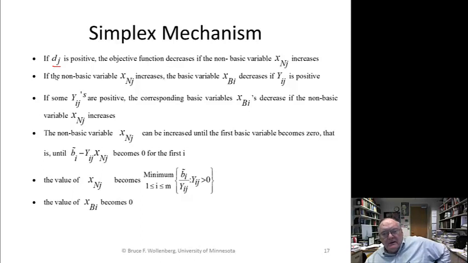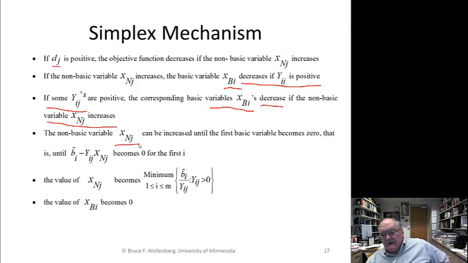If the non-basic variable increases, the basic variable x_bi, now this is we've got a column i that selects one of the basic variables, decreases if this is positive. If some y_ij's are positive, the corresponding variables x_bi decrease if the non-basic variable x increases. The non-basic variable x can be increased until the first basic variable goes to 0.